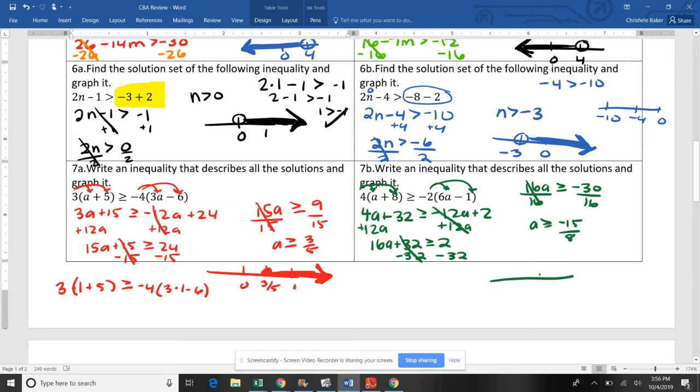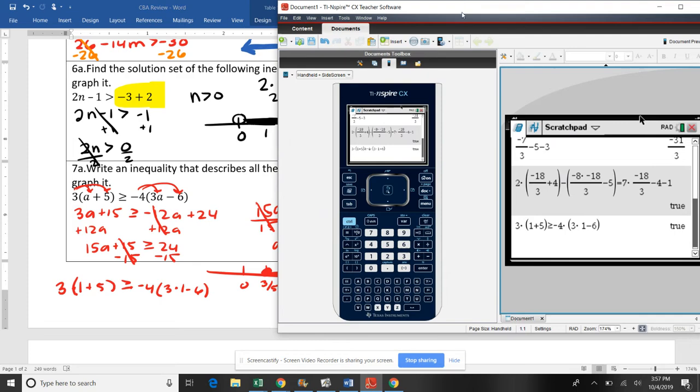Again, on my number line, zero is here. This is actually just slightly under 2. So about there. Closed circle, shading greater. Ooh, good. I can pick 0. All right, I'm still going to use my calculator just to check this, just to show you.